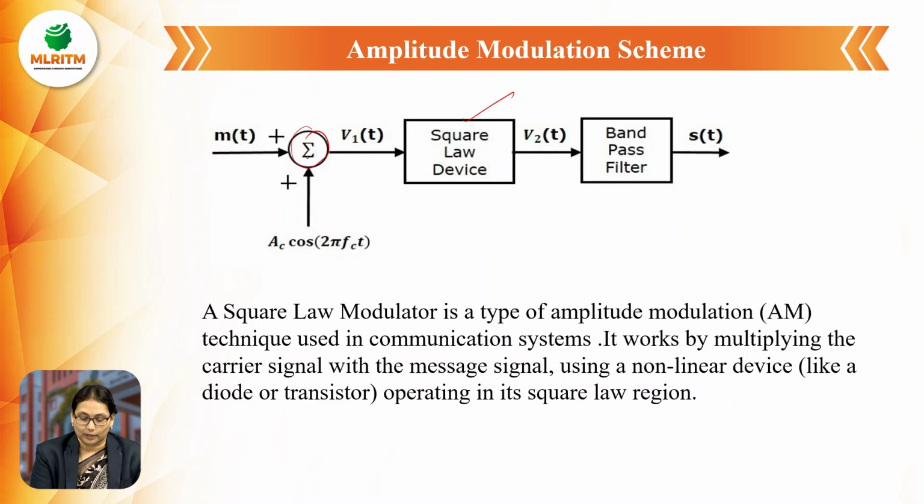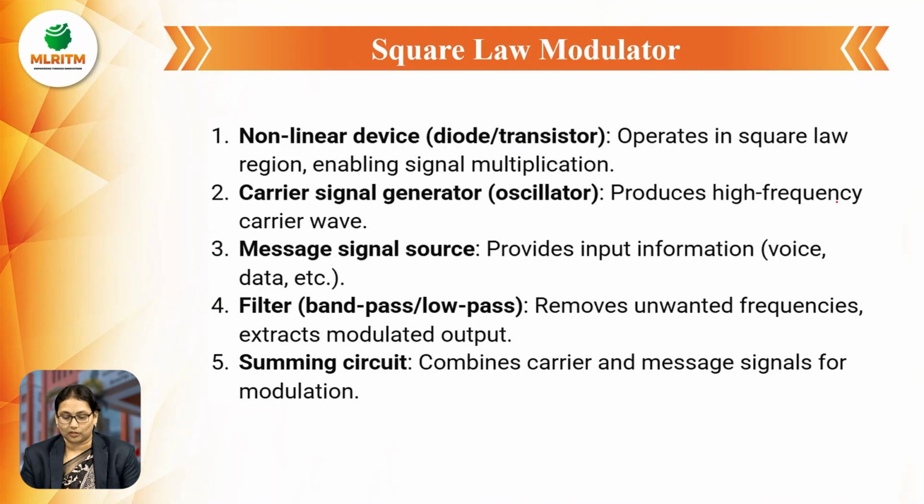Here it is a summing device. To this summing device, we are giving m(t), the modulating signal, and c(t), the carrier signal. The multiplication process happens here, and that signal is given to the square law device. After the square law device, we have a band pass filter. Band pass filter means it allows only a band of frequencies. The resulting waveform is an AM signal, s(t), equal to the AM signal.